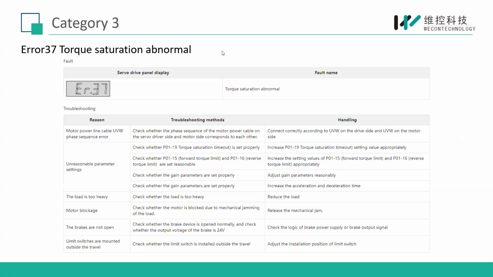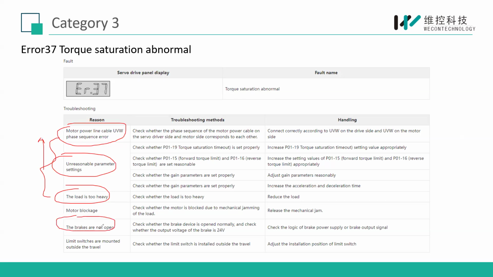And error 37 is similar to 34. It's also about torque and abnormal conditions. You see, the load is too big, or there is an unsuitable control parameter, or the connecting order of UVW is wrong. This we have just introduced, and also the parking device not being open will cause it.